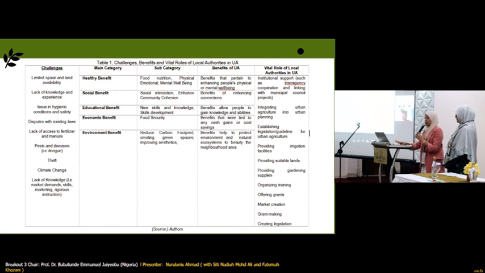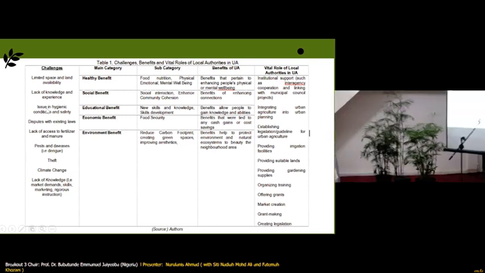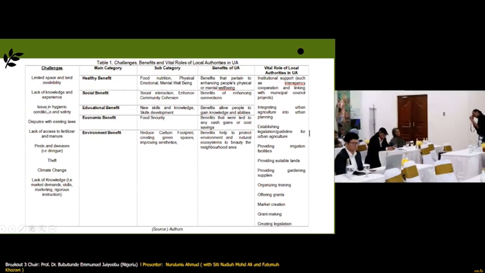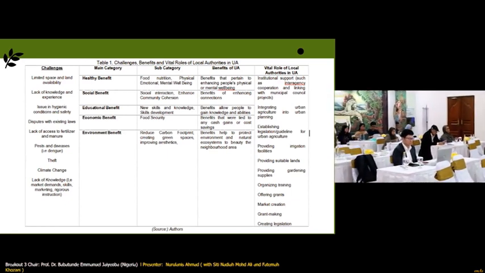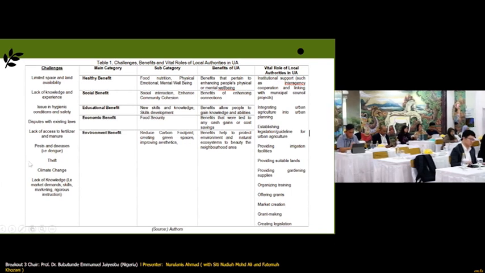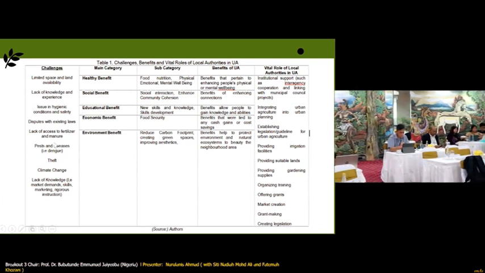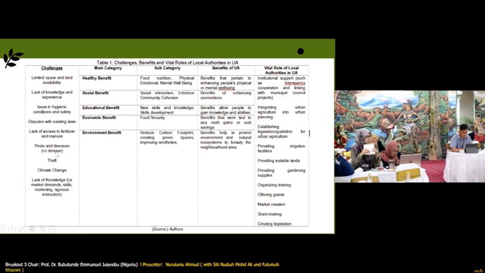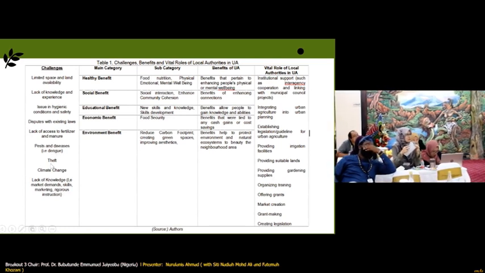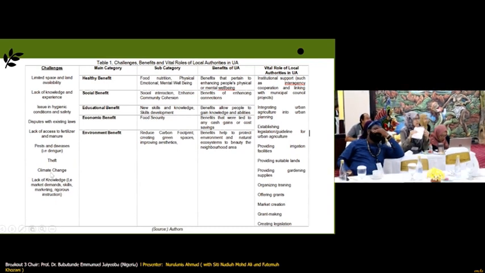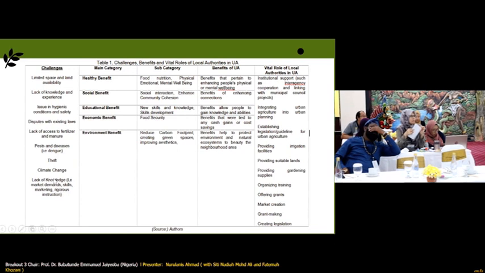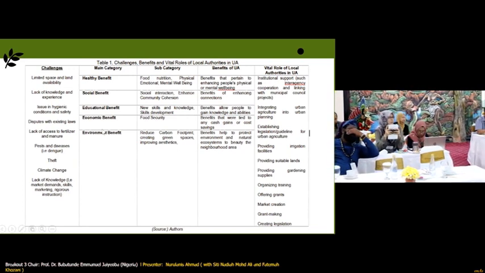For example, the challenges are limitation of space and land availability, lack of knowledge and experience among the public and the occupants of strata housing schemes, hygiene conditions and safety issues, disputes related to laws and regulations, lack of access to fertilizer and manure, pests and disease, especially dengue, theft, the challenges of climate change, and lack of knowledge to make the agriculture marketable.